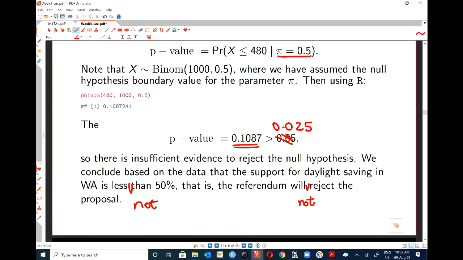So based on the data, I've got my p-value is large here. So I find that my support for daylight saving in NWA is not less than 50%, and the referendum will not reject the proposal. In other words, if the support for daylight saving is 50%, then 480 is not an unlikely value in my sample of size 1,000. And we'll see some more of those ideas as we go through here.